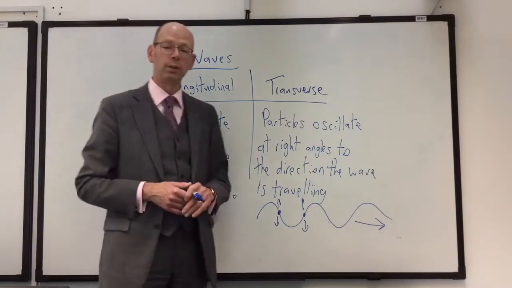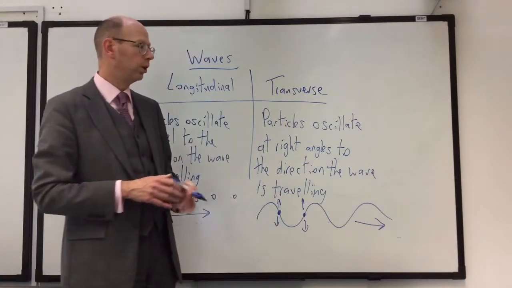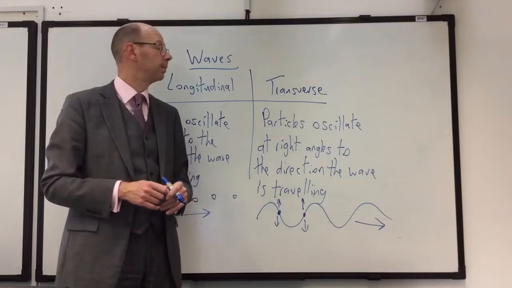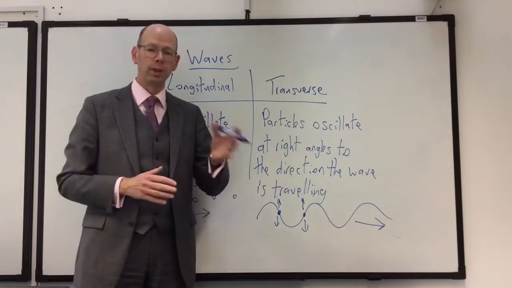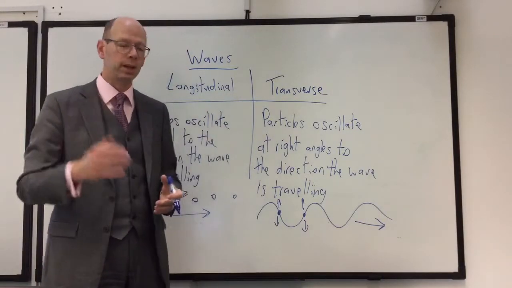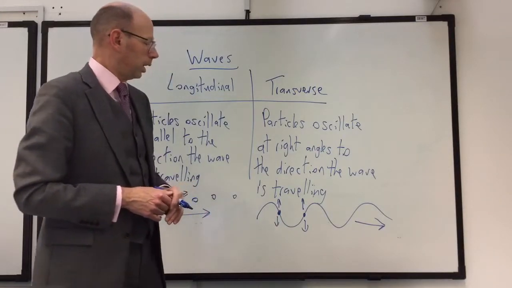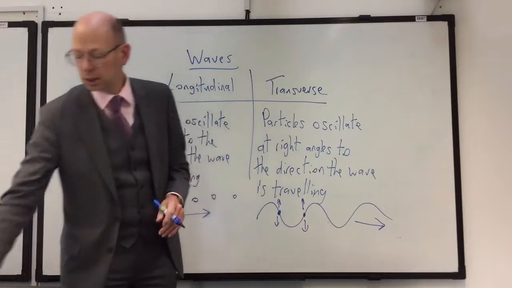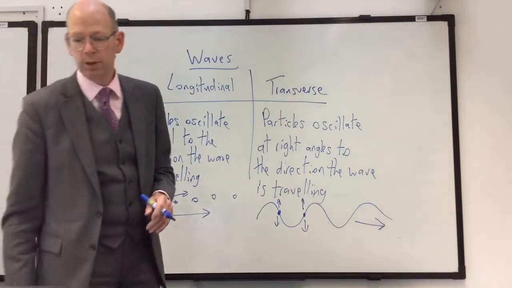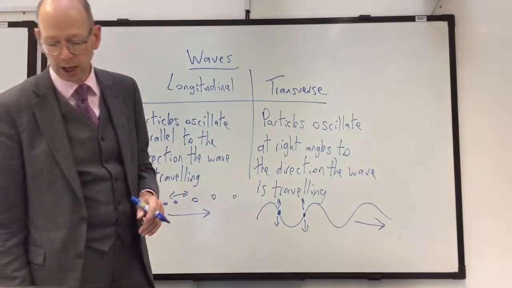Common forms of transverse waves would include any wave in the electromagnetic spectrum. So that's light waves, infrared, ultraviolet, microwaves, X-rays, gamma rays, and so on. Okay, so that's a couple of basic words. Let's think as well about other terms that we need in order to describe waves.